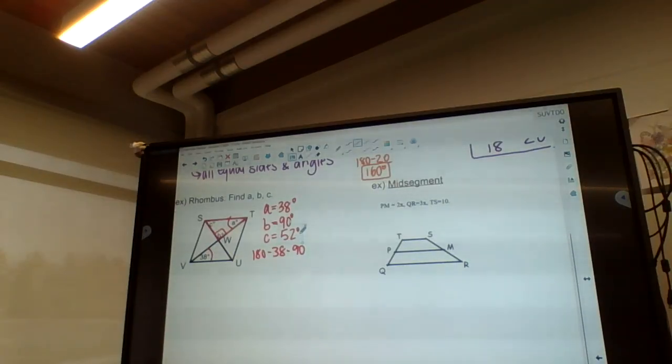There's also the fact that you could use that these angles are always bisected. So it's possible that you could use that fact to help you as well.